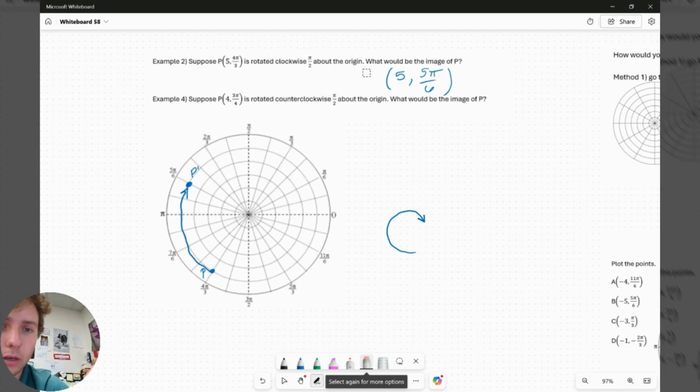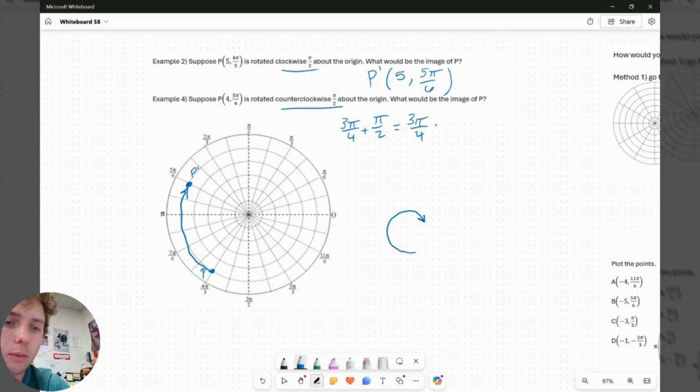I'll call this P prime up here too. And there you go. That's the idea of how we can apply a transformation. Realize if you're rotating clockwise, you would subtract because you're going backwards. But if you're going counterclockwise, you could take the angle and add with it whatever that rotation is. So on this next example, you would see that we're adding pi/2 or 2pi/4 to find the new angle at that specific spot.